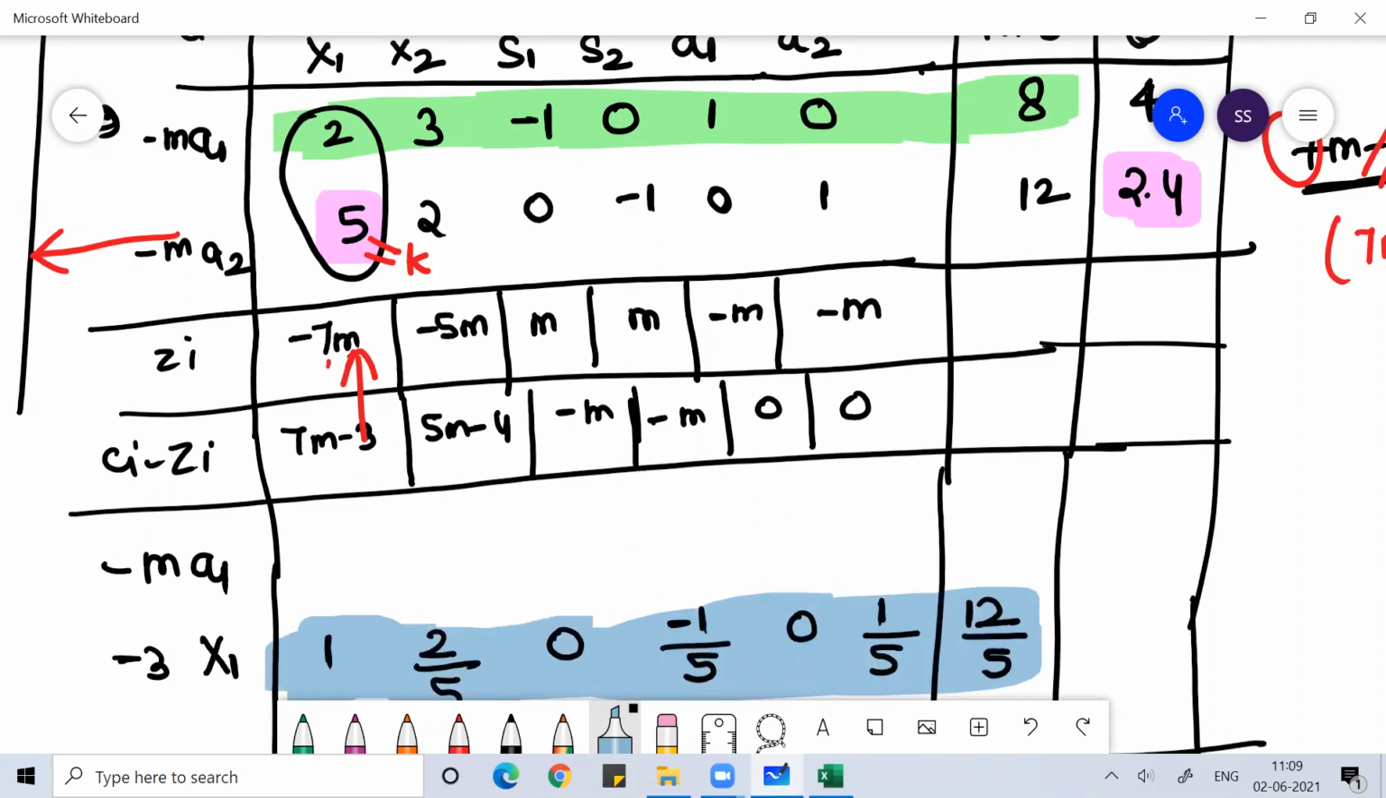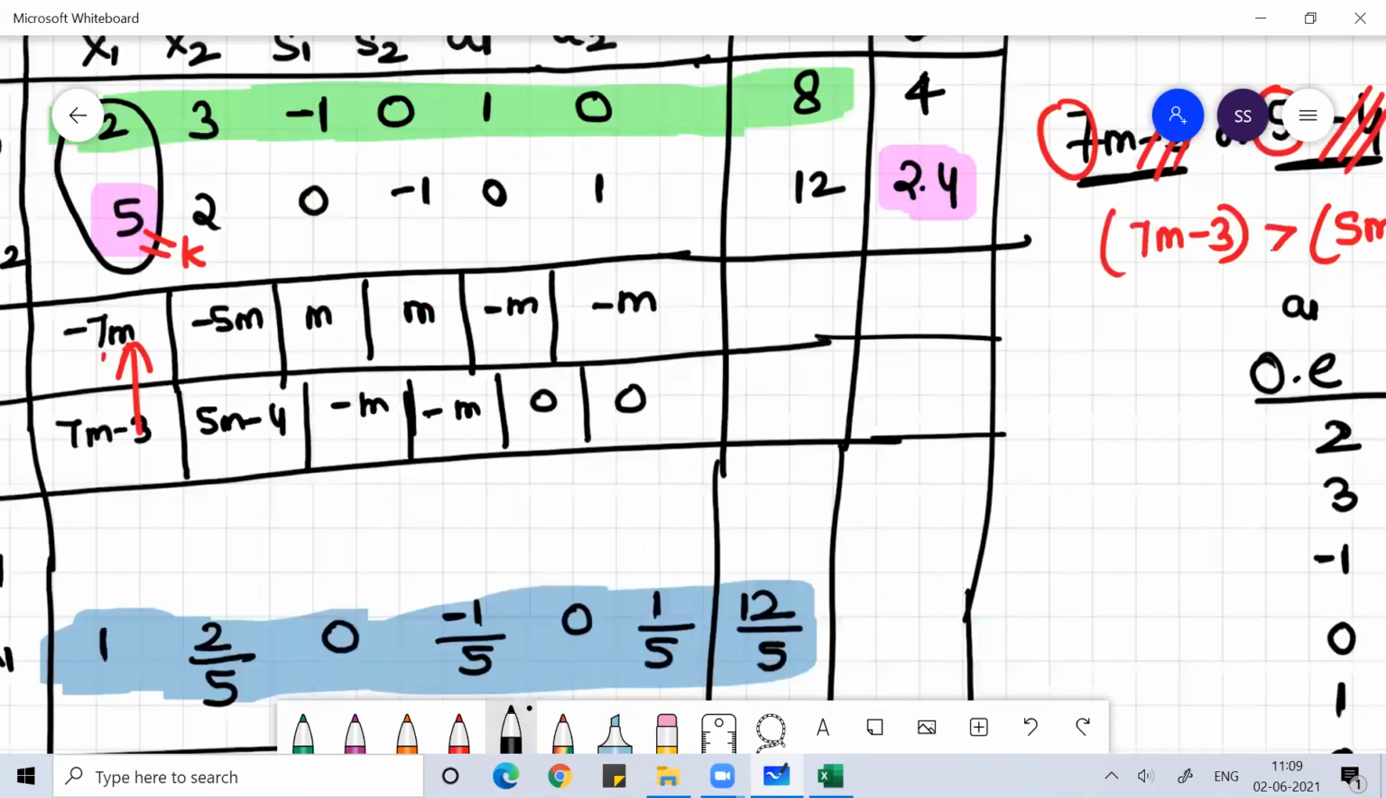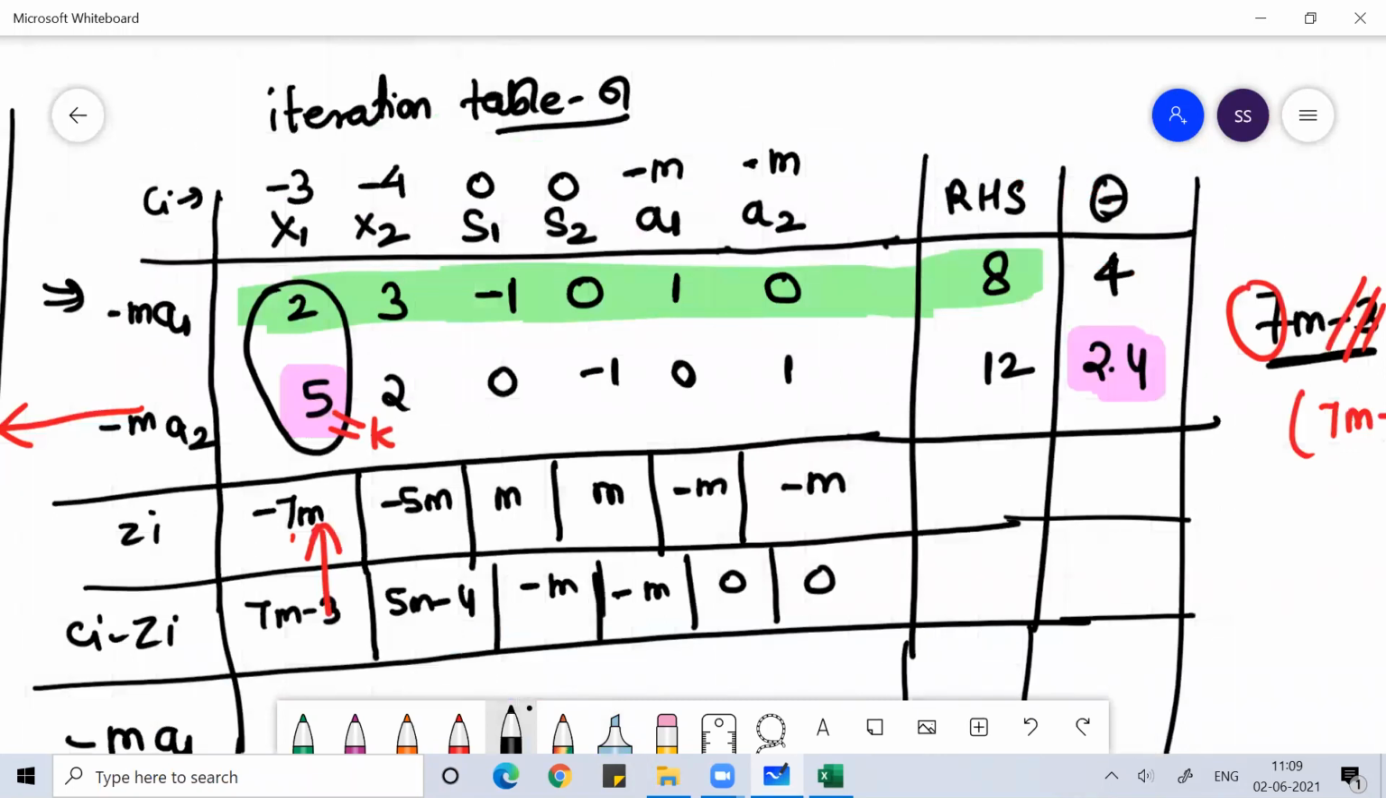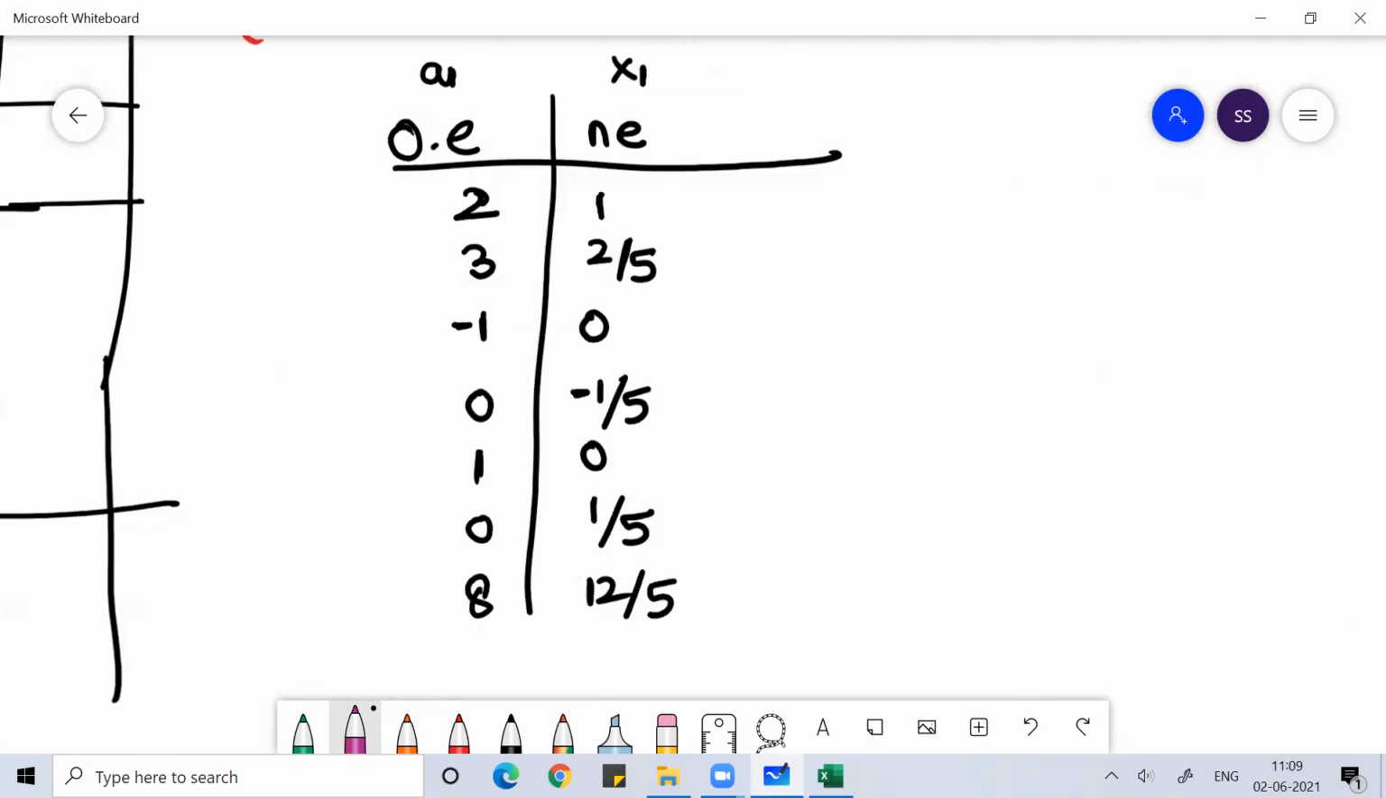Fine, everyone. I hope you are understanding. Now comes the question: what is the constant here? The key one. So your constant here is 2, guys. So 2 is your constant.